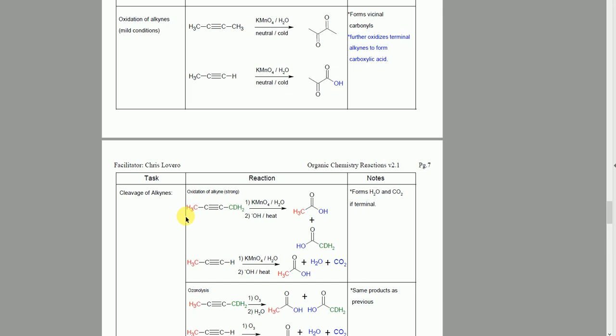Sometimes you'll see KMnO4 warm. Sometimes you'll see KMnO4 neutral cold. Sometimes you'll see KMnO4 as basic and cold, or depending, you may have different conditions.